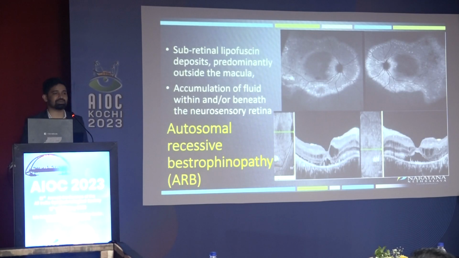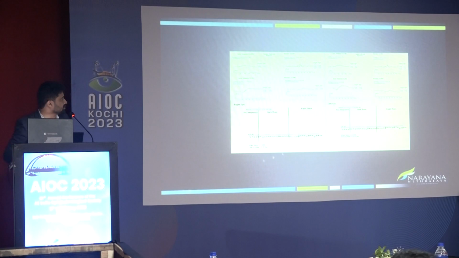I'm showing you this because you may come across these kinds of cases. You should not misdiagnose. The first case I showed was Best disease, a dominant Best disease, where only one gene was mutated. This is a recessive disease, where both the genes are mutated, because of which the disease is relatively aggressive in these cases. Fine, so look at the ERG in this case.